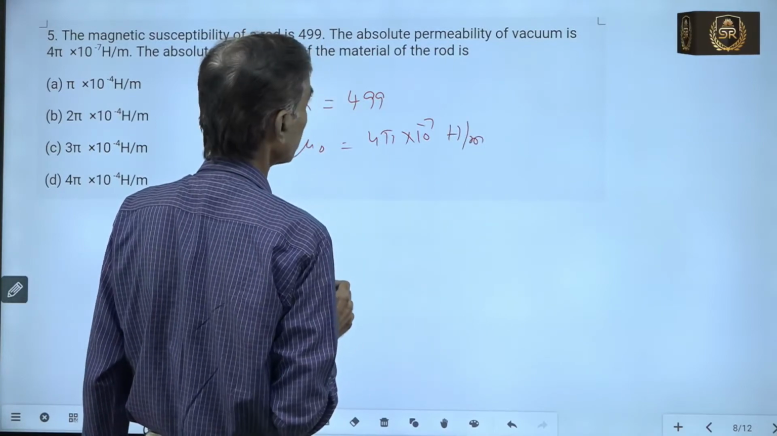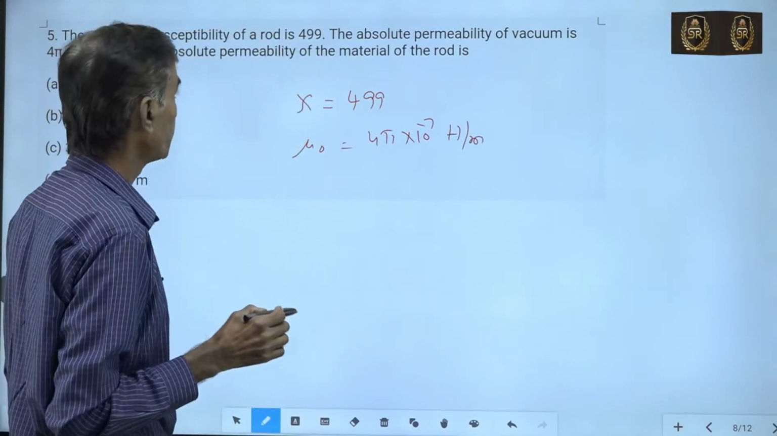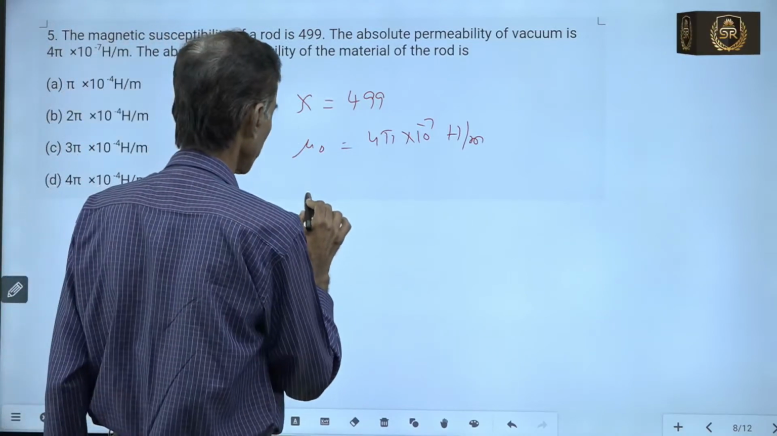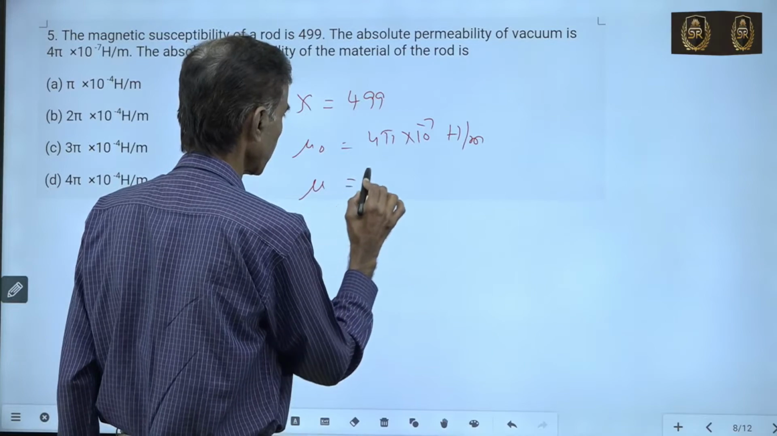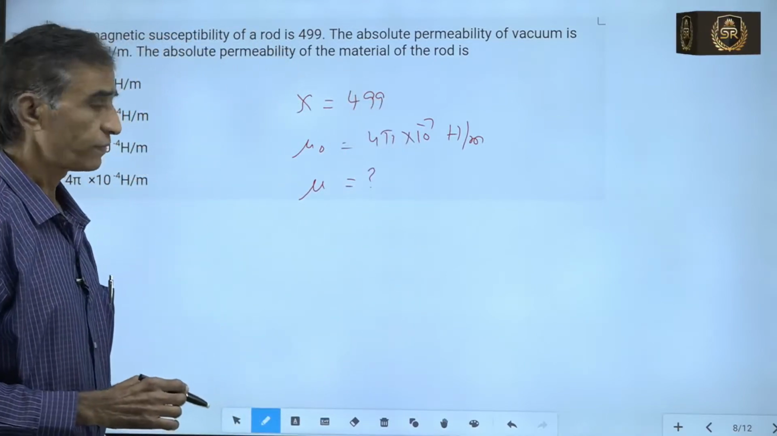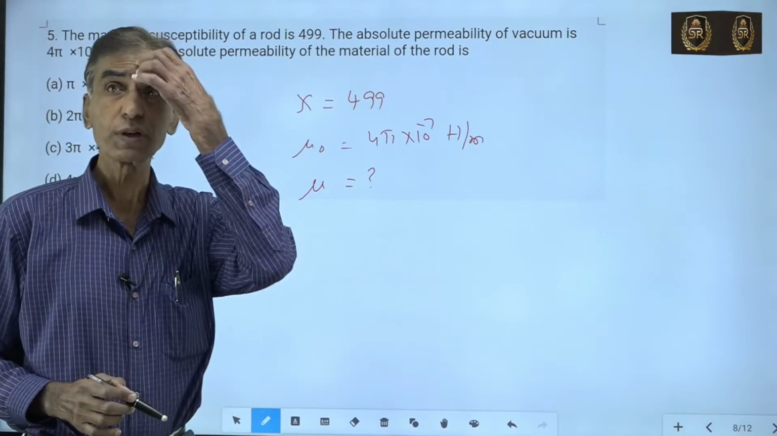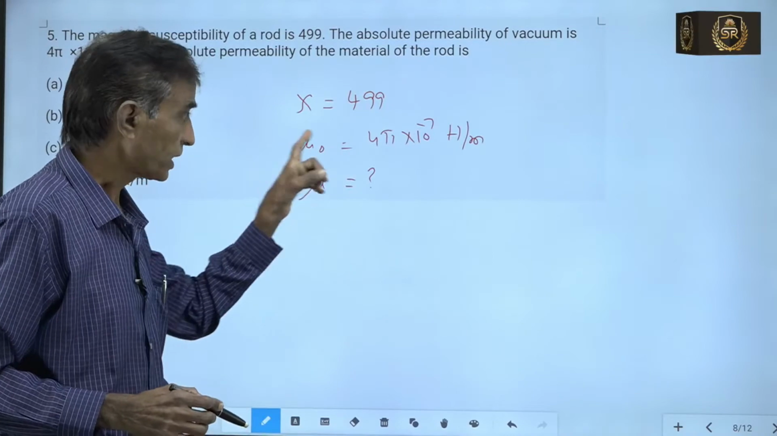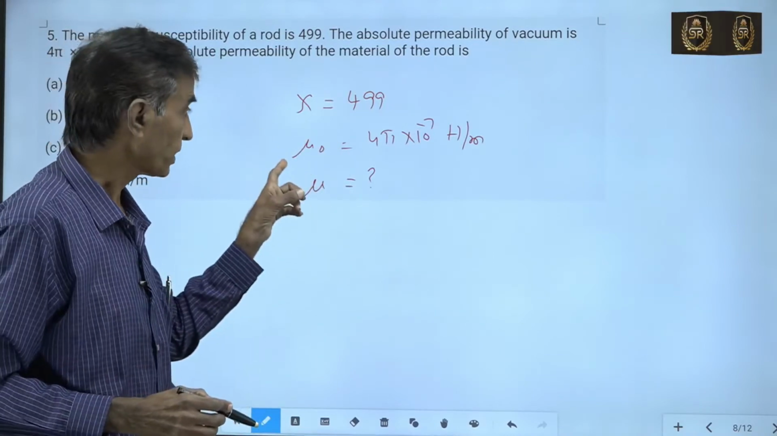Next, what more is given? What do you want to find? The absolute permeability of the material of the rod. Mu is how much? That is what you want to find. So first, what do we have to calculate here? Mu r we want, isn't it? Because mu is equal to mu naught into mu r. So first we have to calculate mu r.